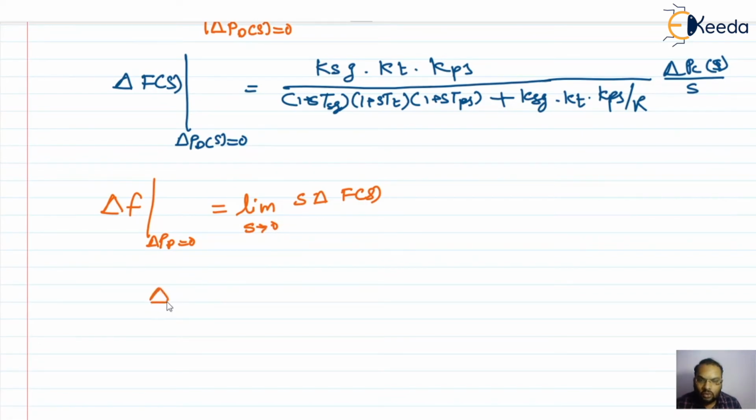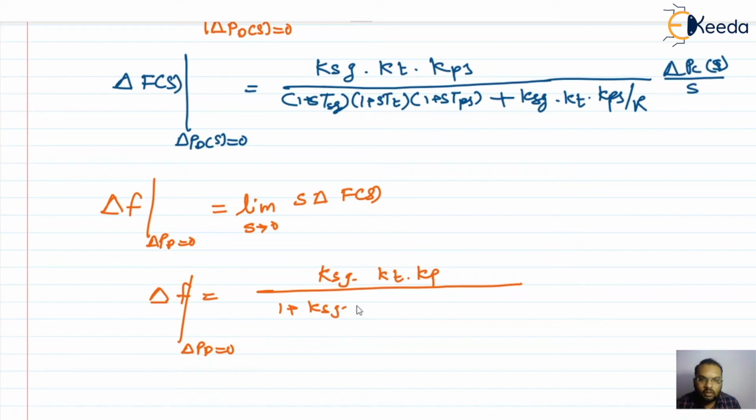Let me write the value directly, because when we multiply with this s, that s will get cancelled, and all three brackets will become 1. 1 into 1 into 1 becomes 1 only. So we get del f, specifically at PD equal to 0, as Ksg Kt Kp divided by 1 plus Ksg Kt Kp divided by R, into del Pc, because that s will get cancelled.